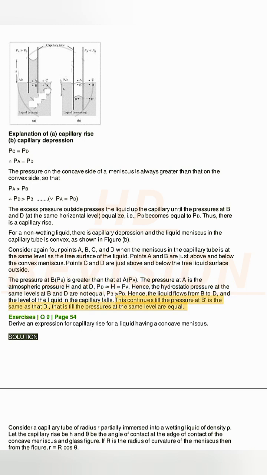This continues till the pressure at B is the same as that at D, that is, till the pressures at the same level are equal. Exercises, Q9, page 54: Derive an expression for capillary rise for a liquid having a concave meniscus. Solution: Consider a capillary tube of radius r partially immersed into a wetting liquid of density ρ. Let the capillary rise be h and θ be the angle of contact at the edge of contact of the concave meniscus and glass. Figure.